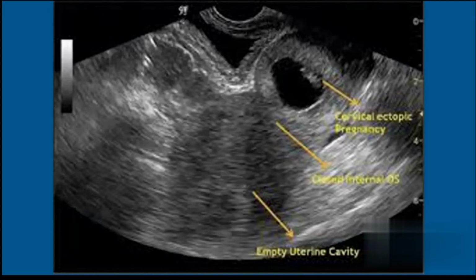Now what are the various risk factors? Remember, the first most important risk factor will be a previous history of ectopic pregnancy. Mind you, it is not PID, but a previous history of ectopic pregnancy. Second is history of any tubal surgery, and the third risk factor will be PID.